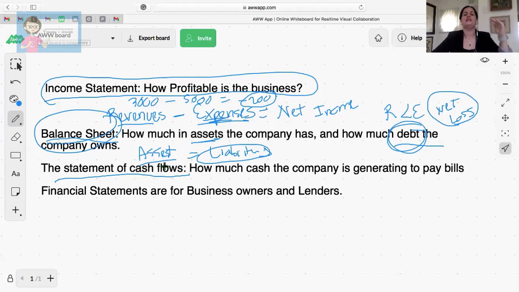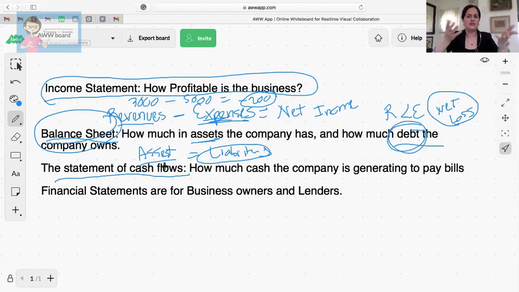You have your balance sheet, how much in assets the company has and how much debt the company owns. And then the statement of cash flows: when I go to the bank, I say, listen, this cash is coming from here, and this other cash is coming from here, and this other cash is coming from here. Because think about it, depending on the type of cash that you get, you can get a deduction in taxes, you can get different types of things.